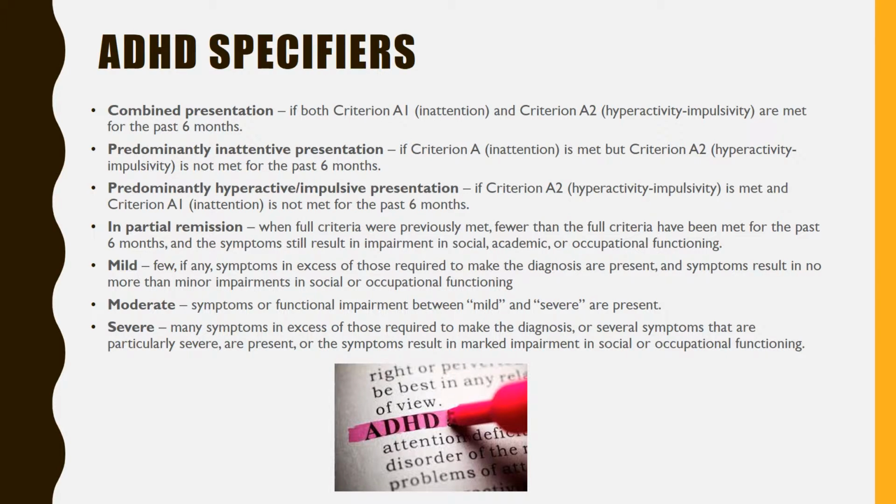In partial remission. So this talks about when the full criteria were previously met, and then there was a change. So fewer than the full criteria have been met for the past 6 months. However, the symptoms are still resulting in this impairment. So there's still something going on. You can specify if it's mild, if there's just a few symptoms and it's just affecting occupational or social or academic functioning in a mild way, moderate, or severe.